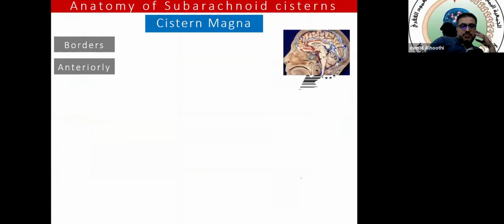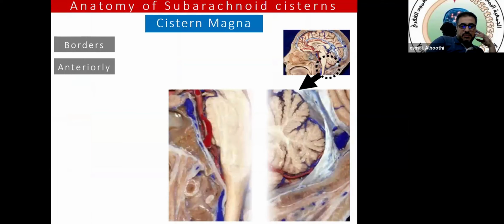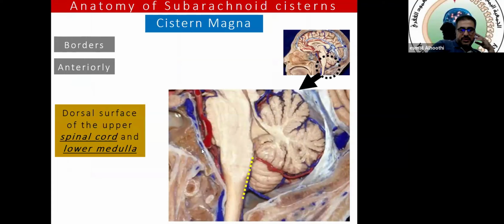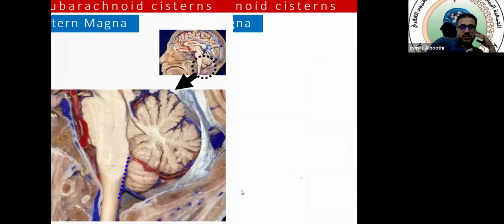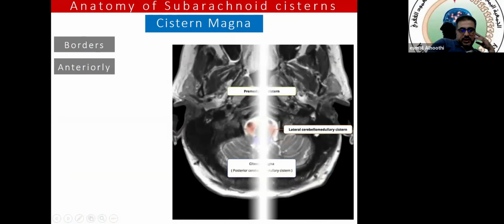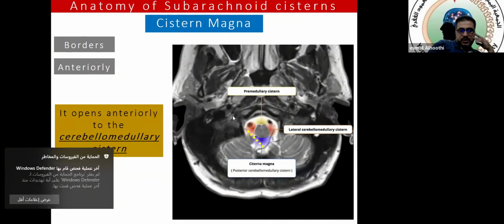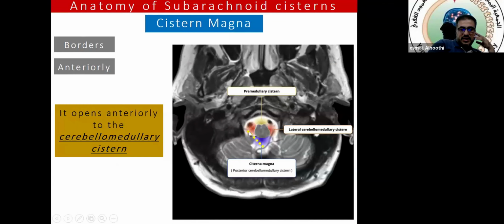It's bordered anteriorly by the dorsal surface of the spinal cord and lower medulla. As we see here, this is the lower part of the medulla, and the upper part of the spinal cord makes the anterior border of the cisterna magna. Anteriorly, it opens to the cerebellopontine cistern. So the cisterna magna opens from this side to the cerebellomedullary cistern.